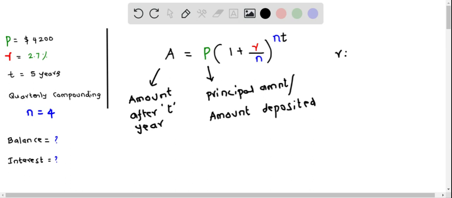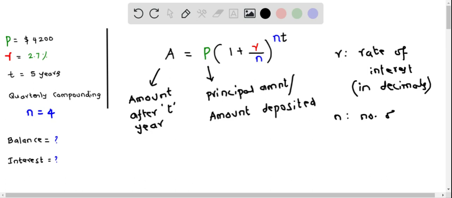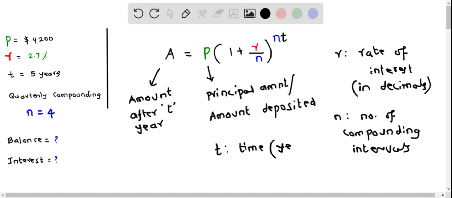R represents the rate of interest, and this has to be in decimals. N represents the number of compounding intervals, and T represents the time in units of time. Here it is in years. So let's use this formula to determine the balance after 5 years.